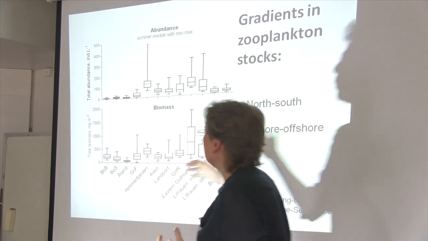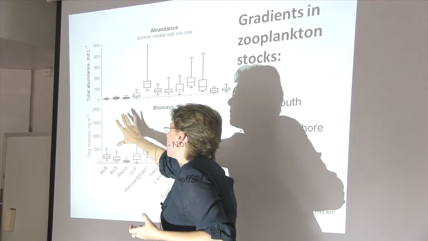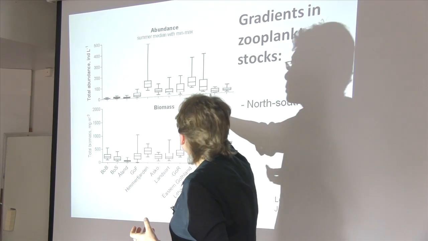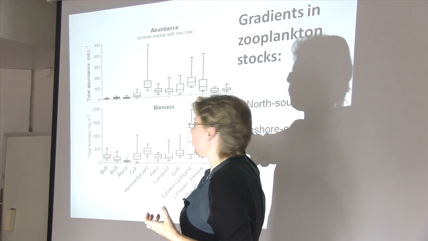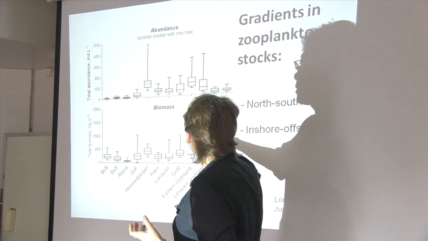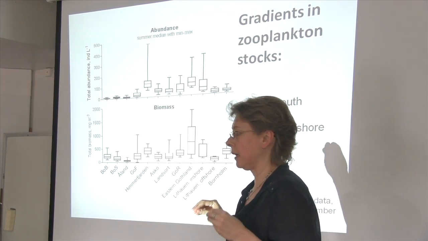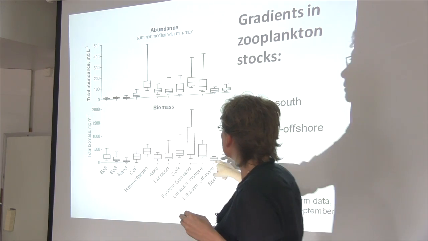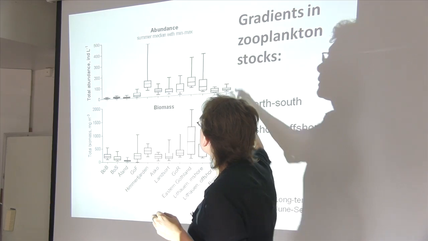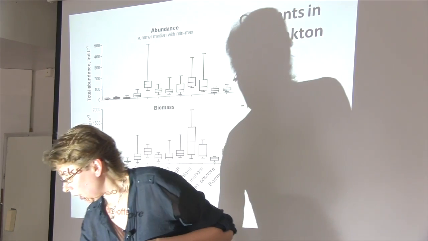So as you see, we have relatively low abundance and biomass in the north, increasing towards the Baltic proper. And in the Baltic proper, they are the highest. Towards the Bornholm Basin, they're decreasing, and they have been relatively low here for a number of years, so it's not a recent phenomenon.